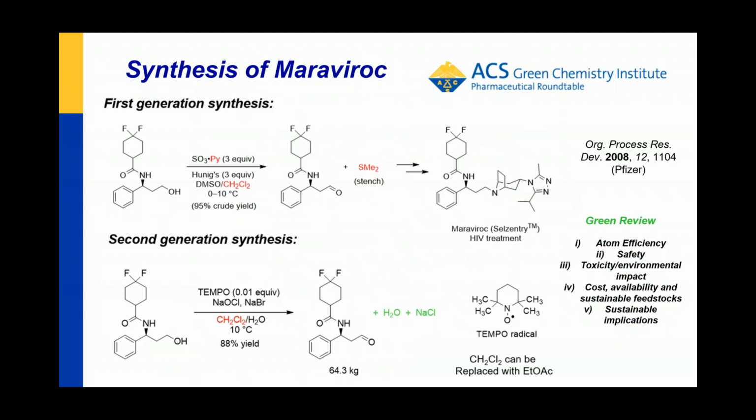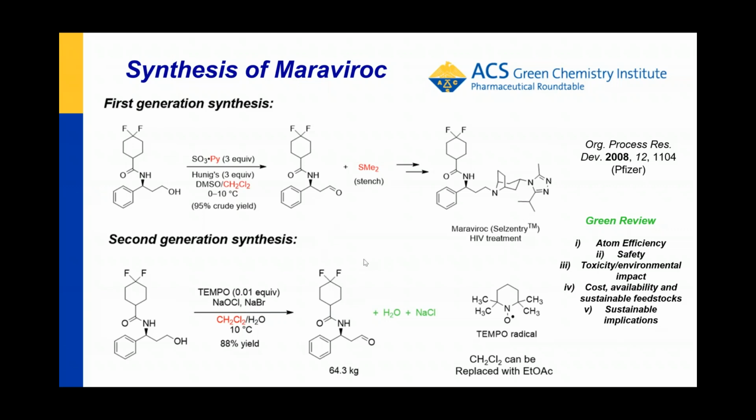Looking at a real example of this, this is a synthesis of the HIV compound Maraviroc. You look at this alcohol oxidation shown here, the first generation synthesis. We see sulfur trioxide and pyridine was used. Again, we see methylene chloride, not a preferred solvent. We see dimethyl sulfide with a stench is generated. This is a typical medchem route. It's a great yield. It's a widely applicable synthesis, and these conditions were in that upper left corner.